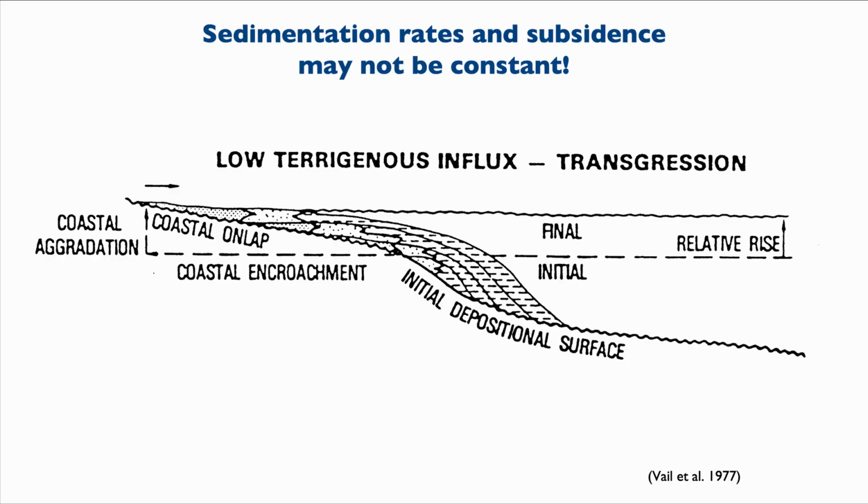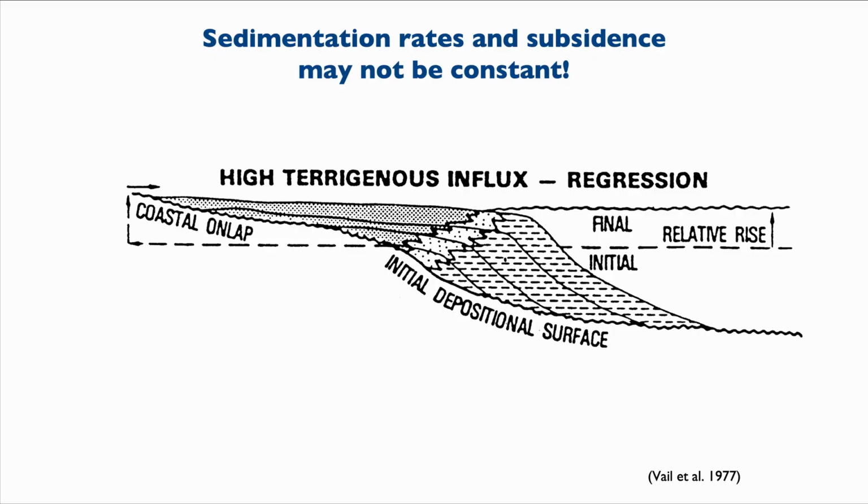But what happens on the same shoreline if we change the rate of sedimentation? So here we have a situation where we have a shoreline with a relative rise in base level from an initial value, that's the dashed line, to a final base level position. Now that relative rise is unfilled by sediments because we have low terrigenous influx. So when that is the case, because we do not feel accommodation, we have a transgression and the beach facies migrates towards the continent as we have seen.